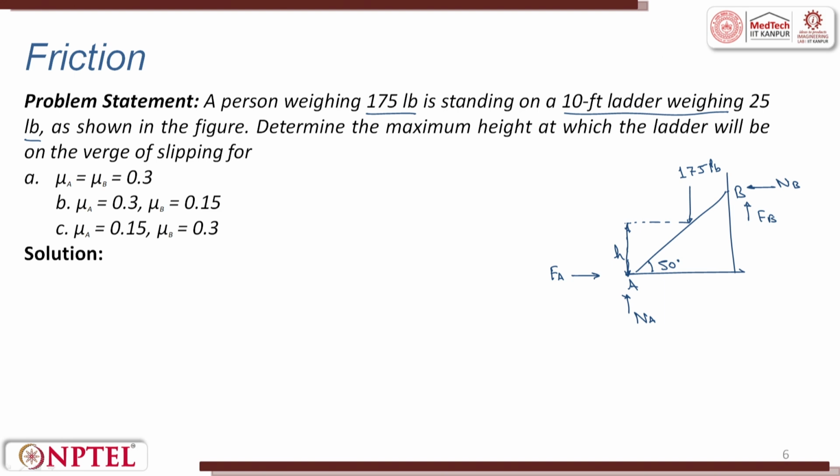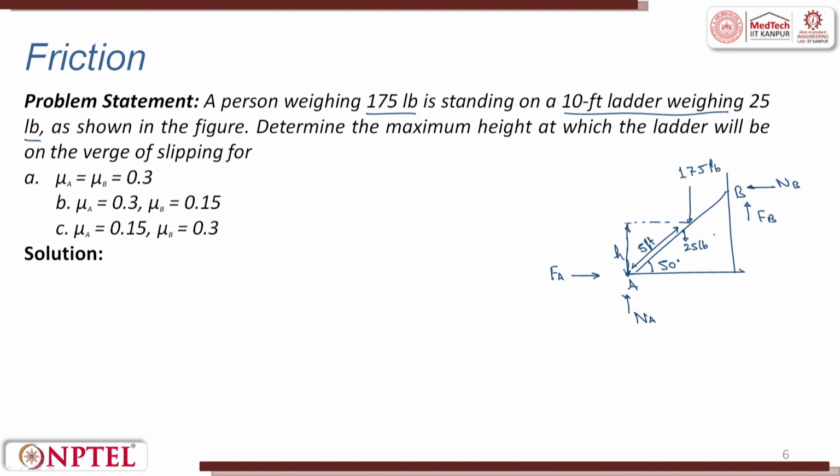Now, it is given that 25 pound is the weight of the ladder. So, the weight of the ladder should be there. I will be considering this is a total 10 feet ladder. So, at 5 feet length, there is a weight that is acting, 25 pounds. Now, we begin by drawing a free body diagram here, writing equilibrium equations.